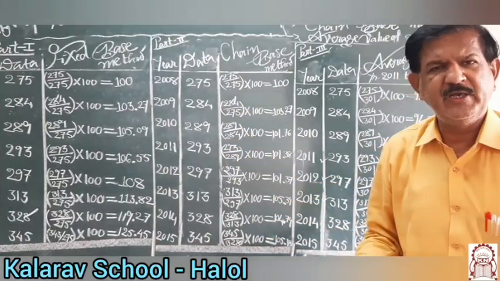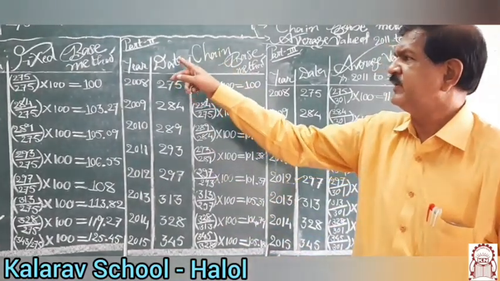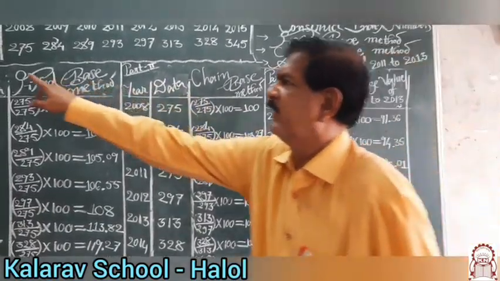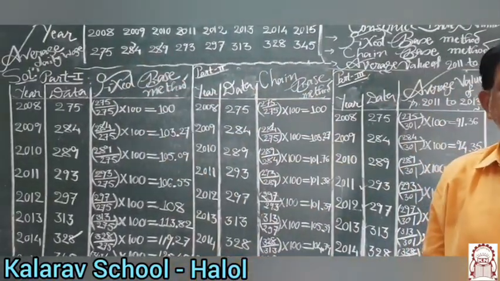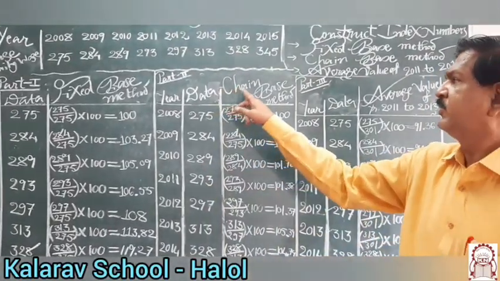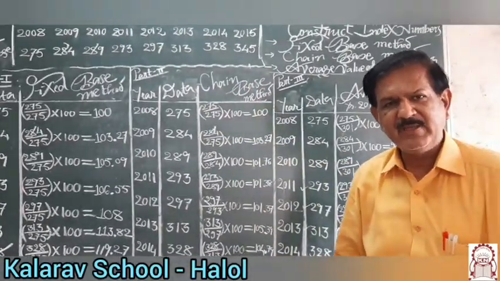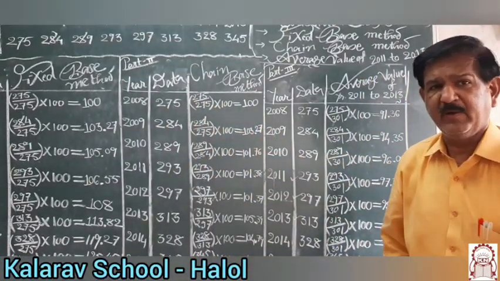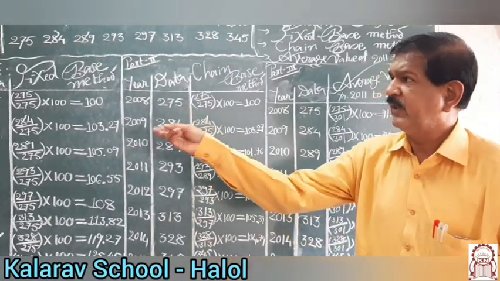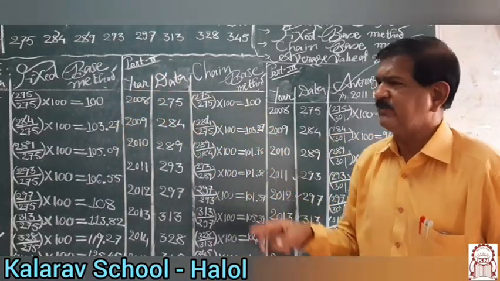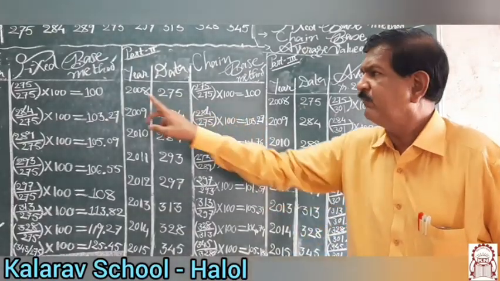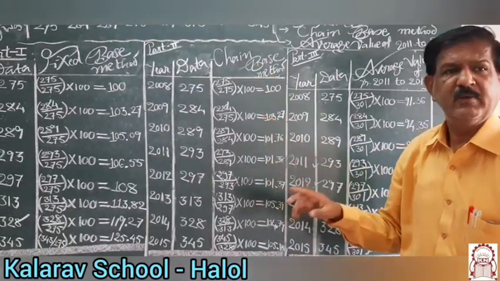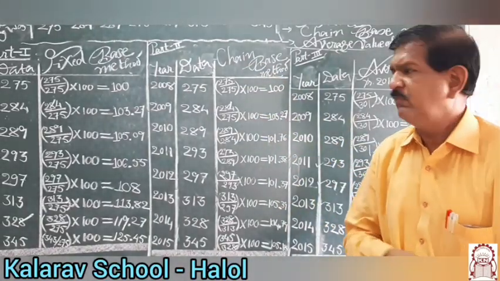Price, quantity, population, wages, whatever may be given, it is known as statistical data. Here daily wages are given. For constructing chain base indices or chain base index number, 275 upon 275. Always remember, for the first year, whether it is the fixed base method or the chain base method, the index number remains the same: 100 for the fixed base method and 100 for the chain base method, because the previous year becomes the base as it is.